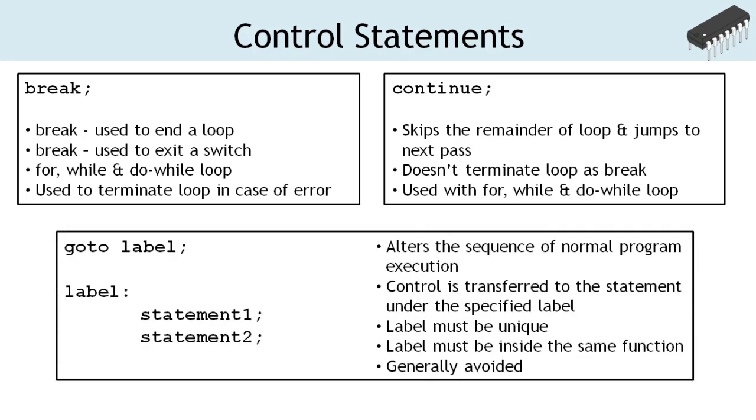Goto statement is used to alter the sequence of normal program execution. The control is transferred to the statement defined under the label specified in the goto statement. The label used in the goto statement must be unique and the target of the goto statement must be defined inside the same function as the goto statement. Generally, the usage of goto is discouraged as C language provides better constructs to implement branching and conditional execution.